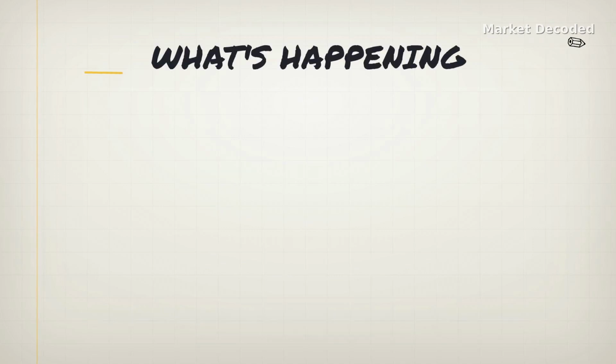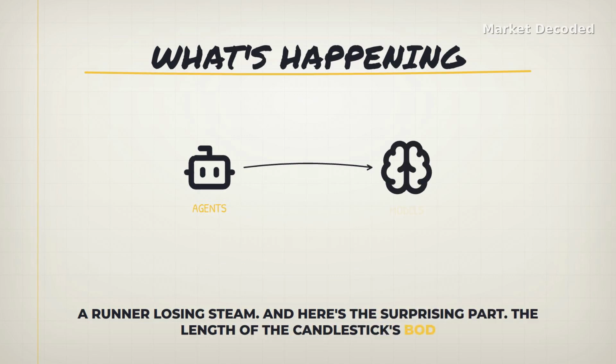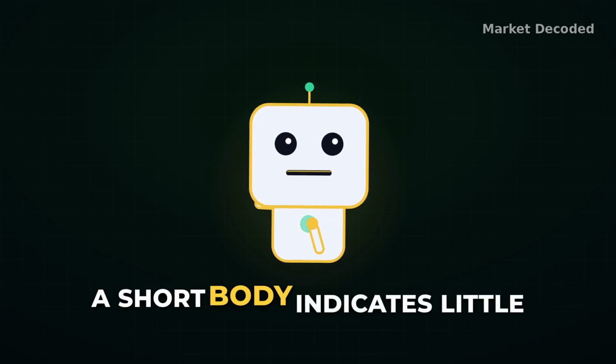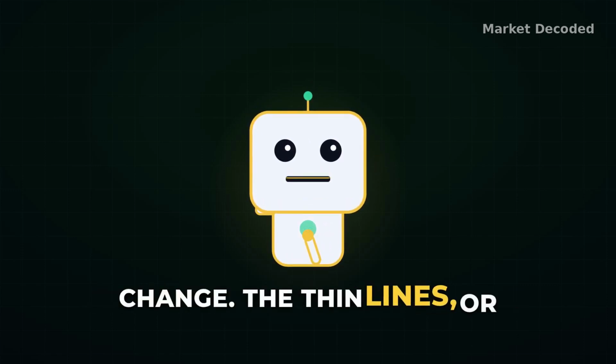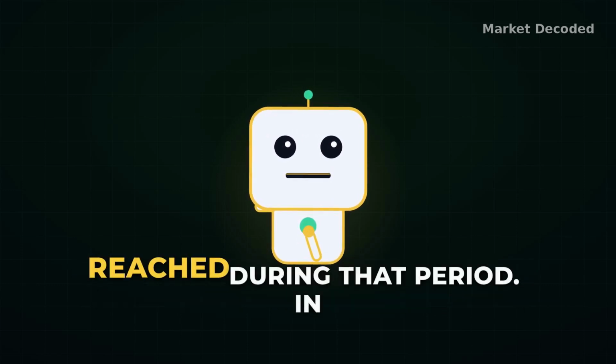losing steam. And here's the surprising part. The length of the candlestick's body, which is the thick part, shows how much price movement occurred. A long body means a lot of movement, while a short body indicates little change. The thin lines, or wicks, show the price range, highlighting the extremes the price reached during that period.